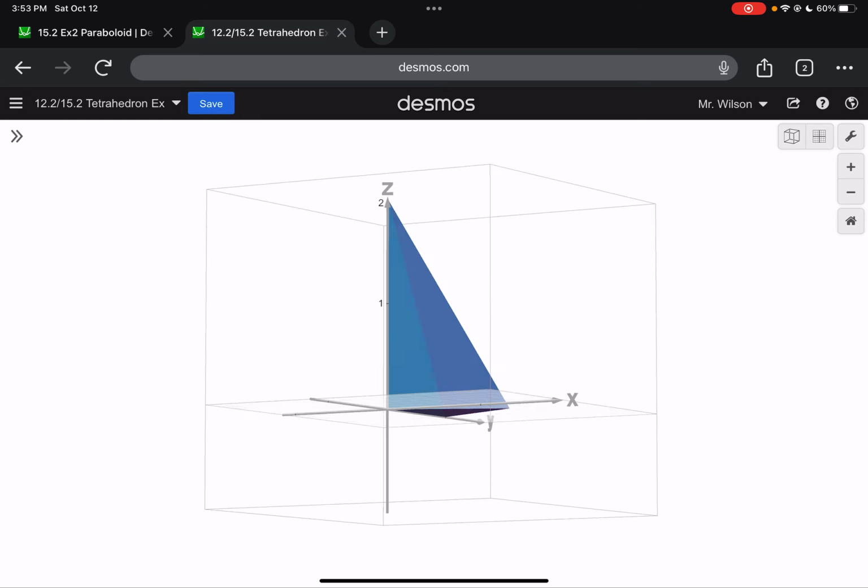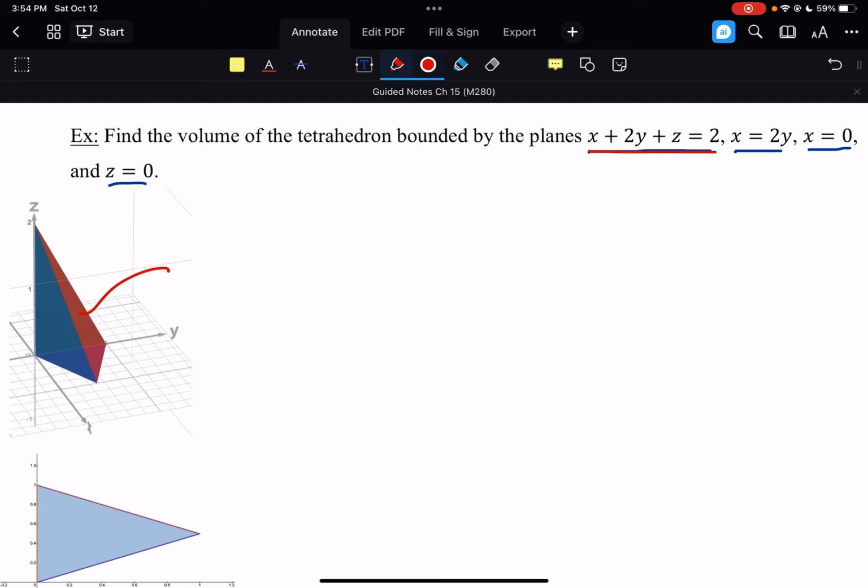So our plane on top here, that's this plane right here. And for the sake of writing it as a function, I'll go ahead and solve for z here. So this is going to be z equals 2 minus x minus 2y.